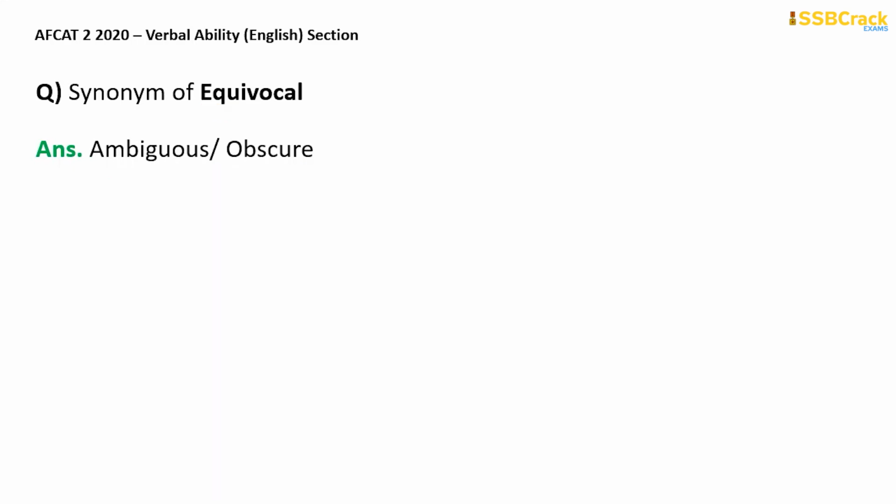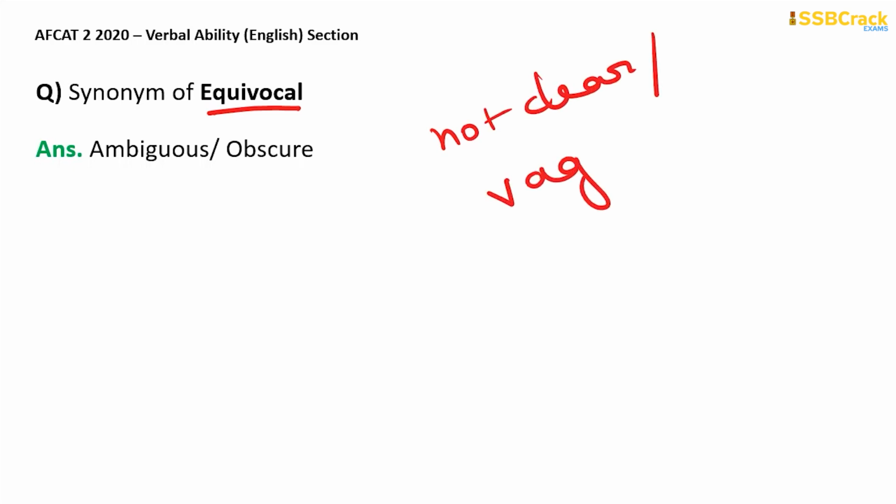The next question, synonym of equivocal. If something is equivocal, it means that the thing is not clear or the thing is vague. In other words, you can take the word vague as its synonym, or ambiguous or obscure. All of these mean the same.